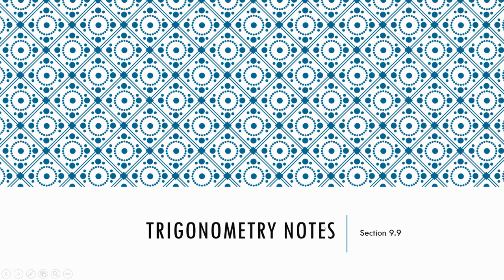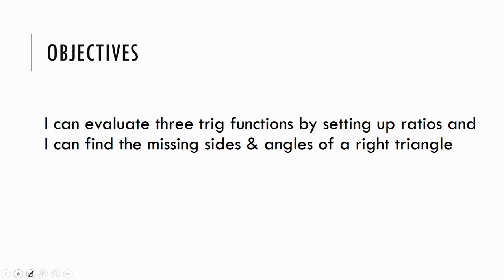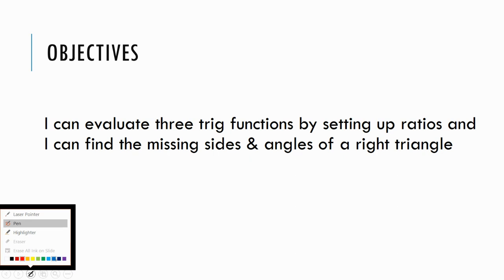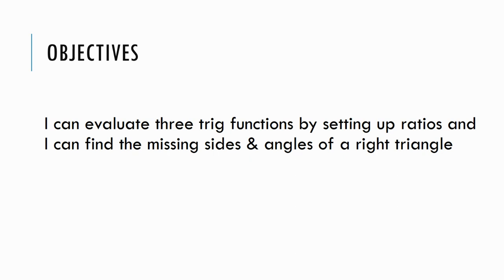Today we're going to continue with section 9.9. And today what we're going to do is evaluate the three trig functions by setting up ratios and then finding the missing sides and angles of the right triangle.